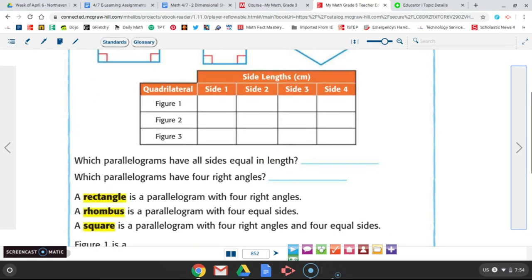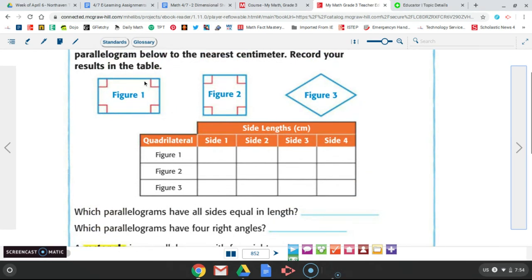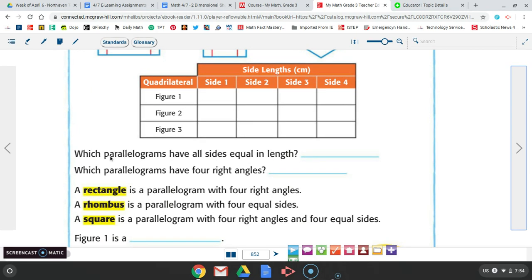So a rectangle, which is figure 1, is a parallelogram with 4 right angles. So any 4-sided shape that has 4 right angles can technically be called a rectangle, okay? A rhombus is a parallelogram with 4 equal sides. So the only rule about a rhombus is that all the sides have to be equal. Doesn't matter what the angles are doing. As long as all 4 sides are equal, it can be called a rhombus.